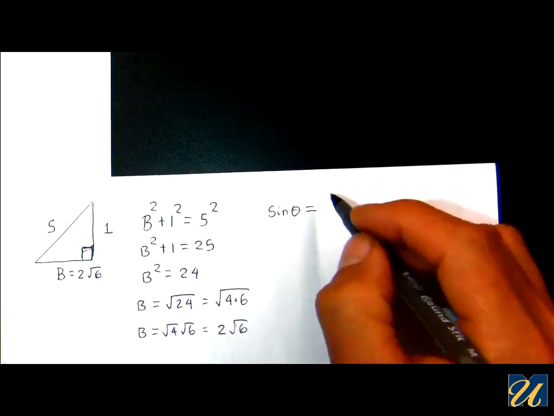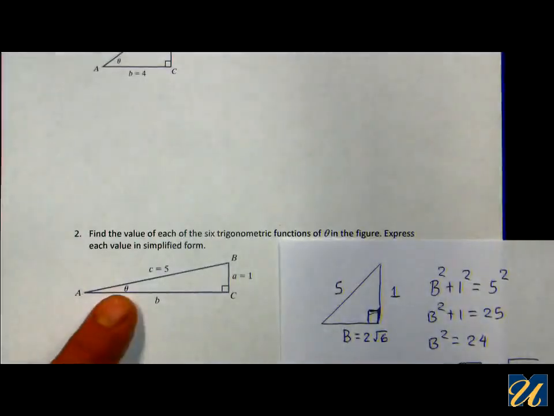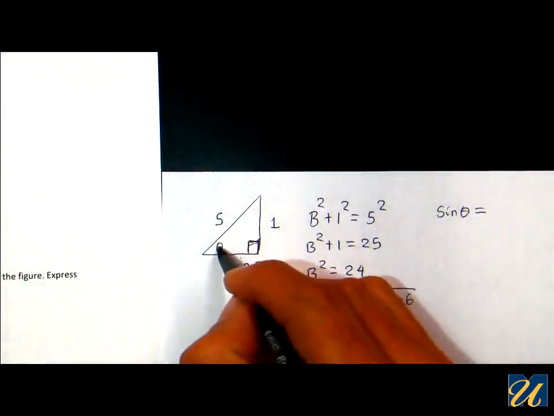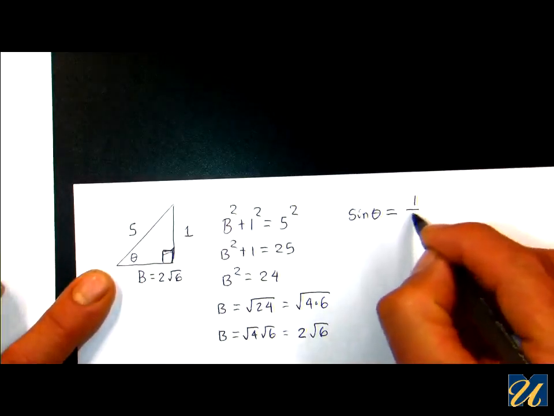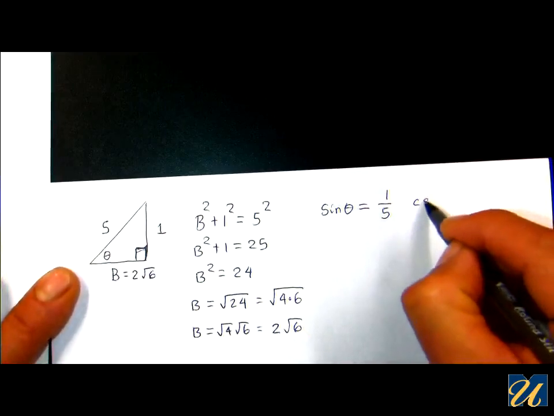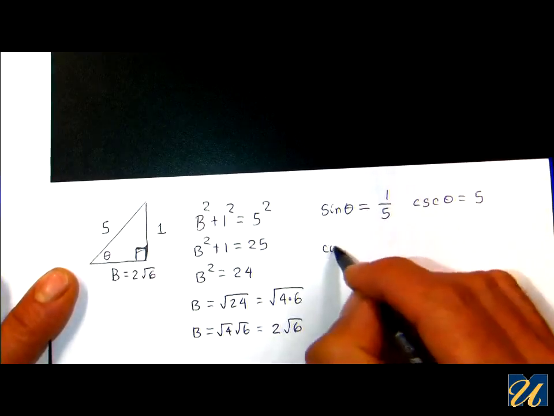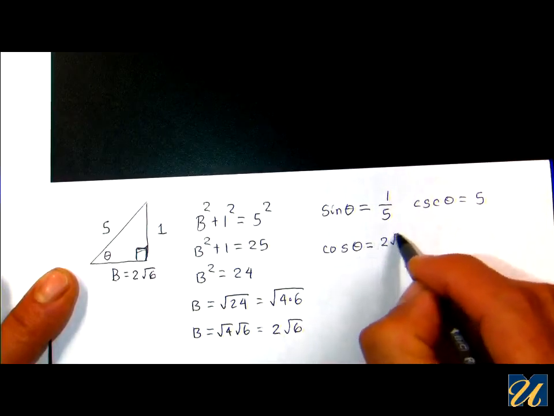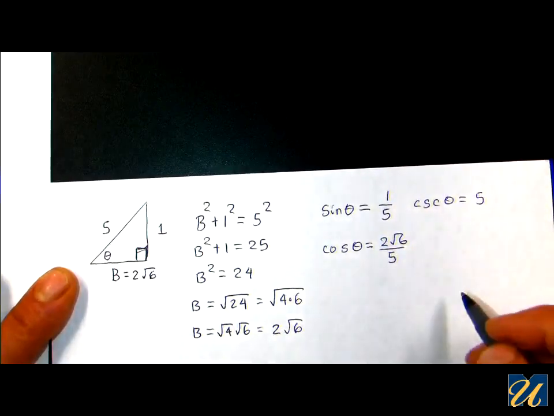Now we'll see, I didn't have angle theta here. Angle theta is in here in the corner. So I have to put angle theta here in my diagram. So sine of theta is the opposite length to the hypotenuse. So that's 1/5. Therefore, the cosecant of theta will be its reciprocal, 5. The cosine of the angle is the adjacent length, 2 root 6, divided by the hypotenuse 5.